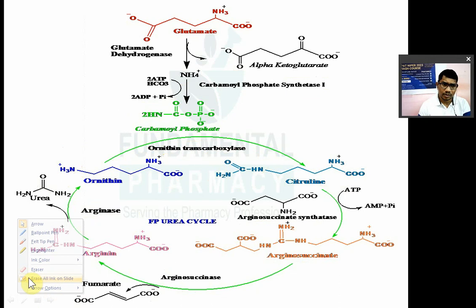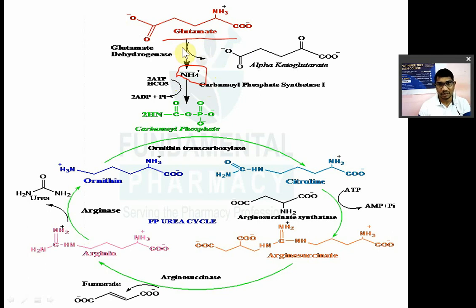Should I explain again? I will explain the urea cycle again. Am I audible to you? So you can see over here glutamic acid and glutamate. Ammonia will be removed from glutamate. How? Deamination of glutamic acid results in the removal of ammonia and formation of alpha ketoglutarate. This molecule will enter into the Krebs cycle.